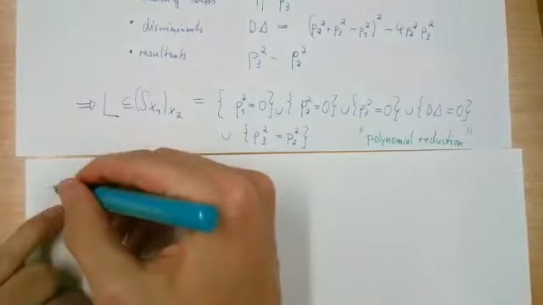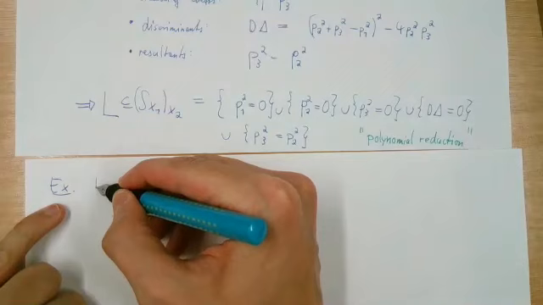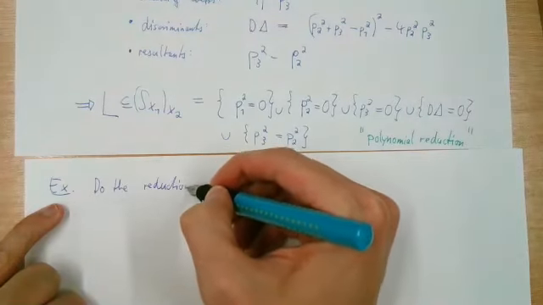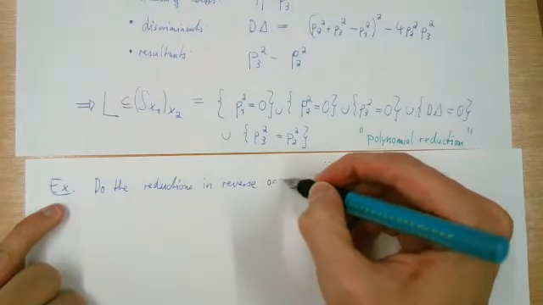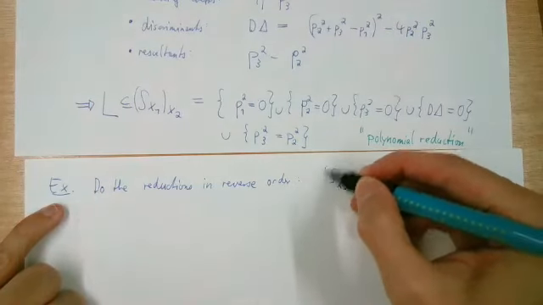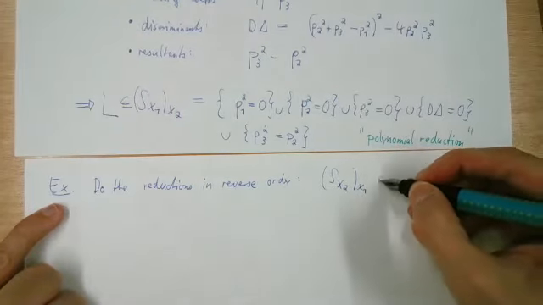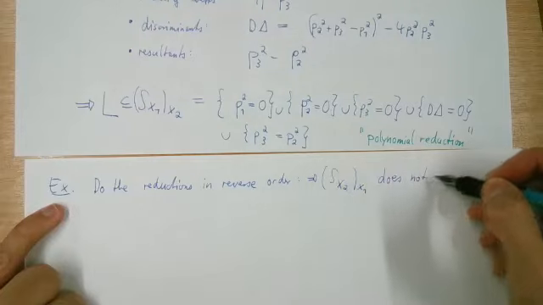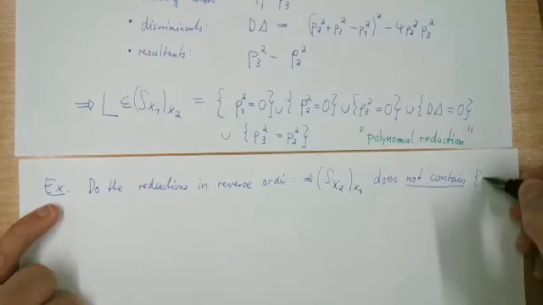So as an exercise, do the reductions in reverse order, right? So you first reduce x2 and then you reduce x1. And then you will see that this does not contain this extra component.